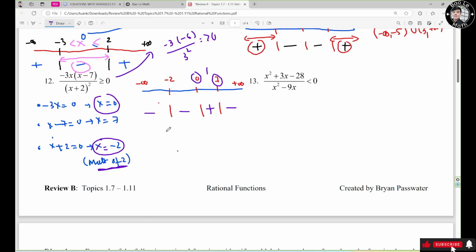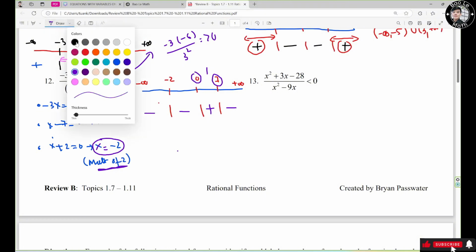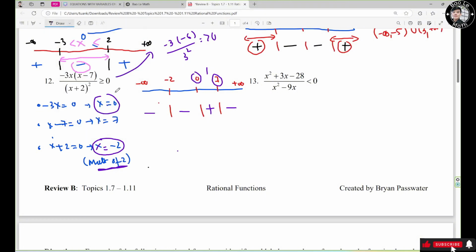Now finally we need to find the solution. We need the inequality to be greater than or equal to 0, so this part right here is greater than or equal to 0. That's it.